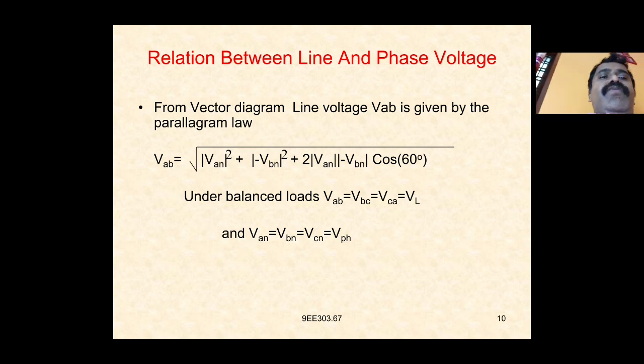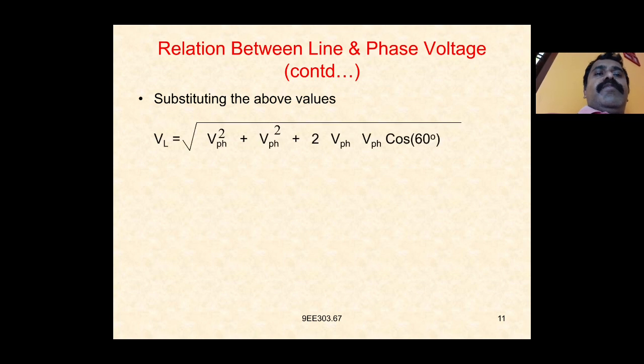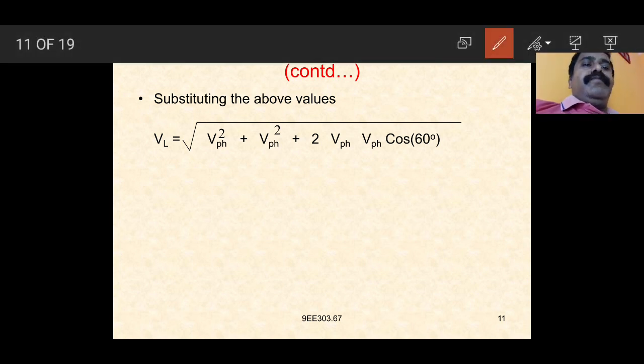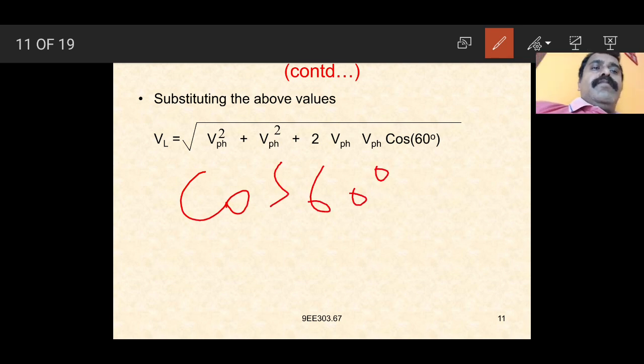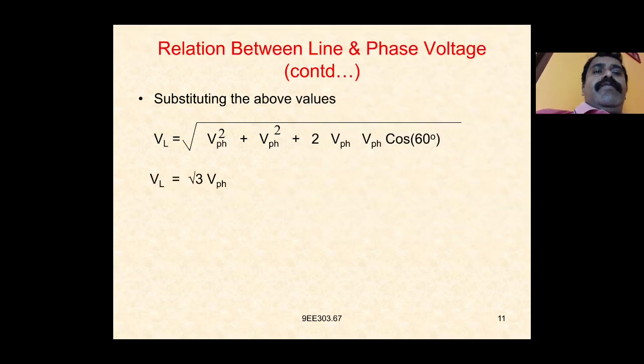And VAN is equal to VBN, which is equal to VCN, which is equal to nothing but the phase voltages. Again, substituting the above values, VL is equal to under root of V phase square plus V phase square plus 2 V phase square into cos 60 degrees. We express cos 60 degrees as 1 by 2. Again we get VL is equal to root 3 of V phase.